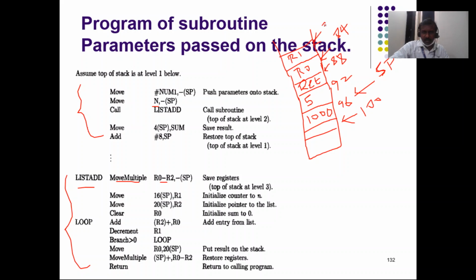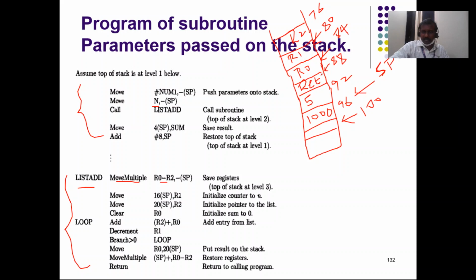And then R2 will be starting from the 76th location, because 80 minus 4 is 76. So this will be R2. I think our calculations are correct.